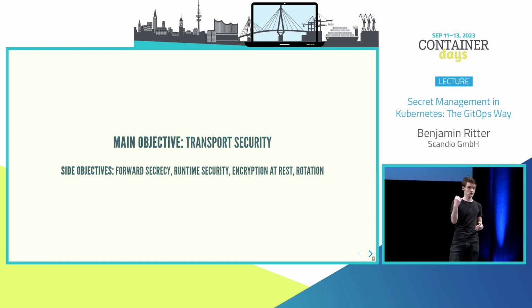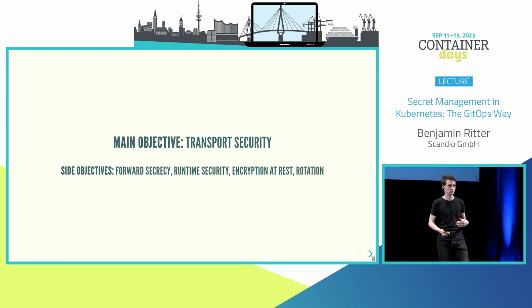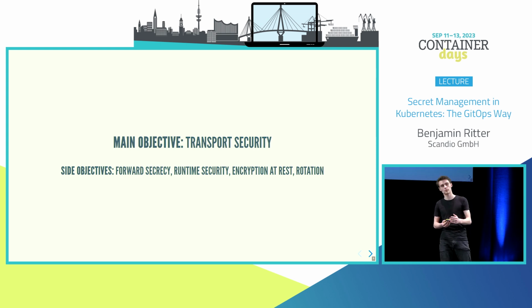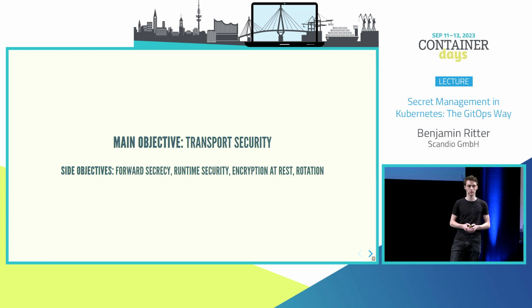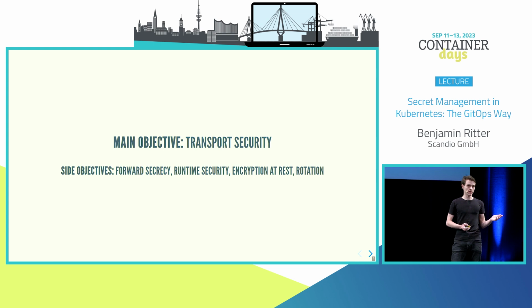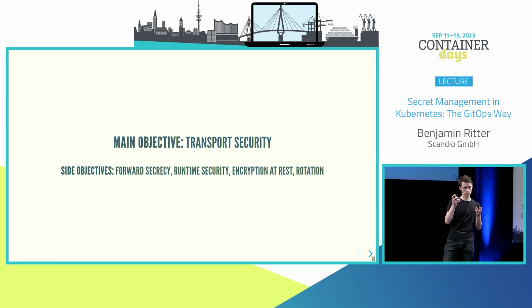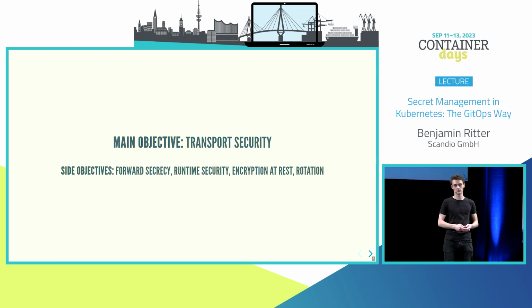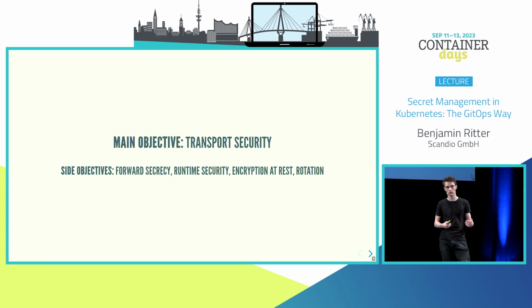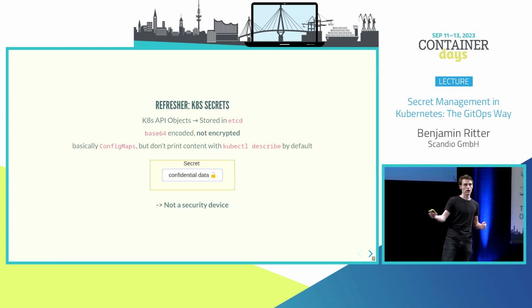So we're talking about transport security for those secrets. And like side objectives here are forward secrecy, so what happens when someone leaves the company and you don't want to leak the secrets that way, and you don't want to rotate, although you should probably rotate your secrets, but nobody does, let's be real. You want a certain degree of runtime security, so you want to make it hard to extract secrets in a normal working cluster. You want encryption at rest, and maybe some aggressive rotation schedules. We're talking about hours instead of years.